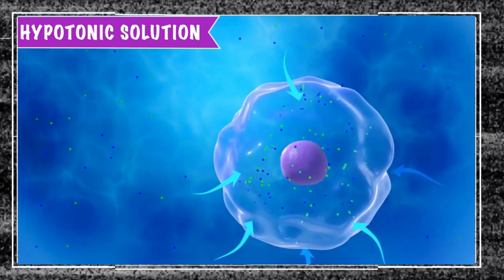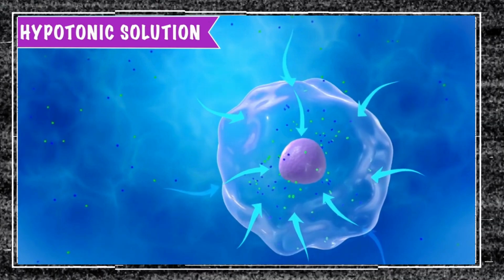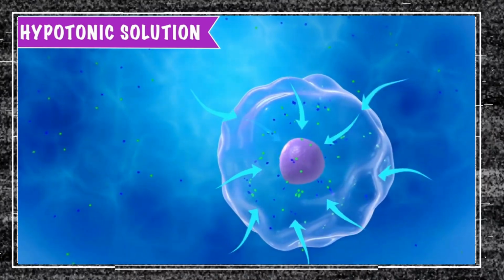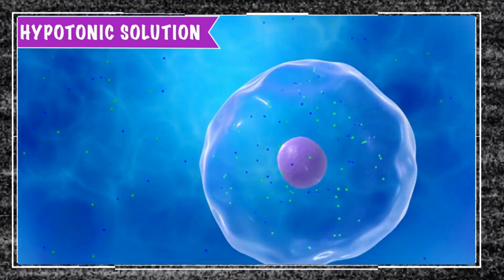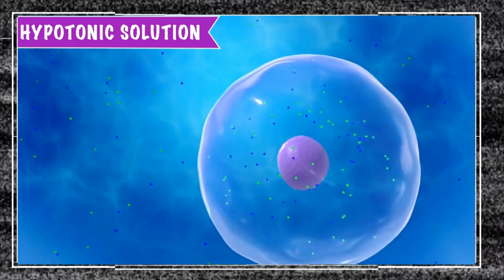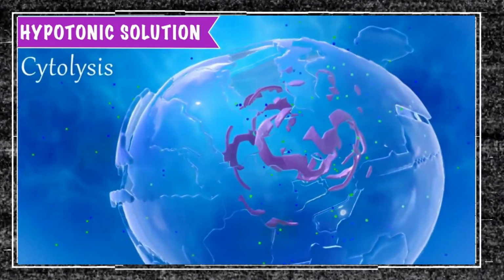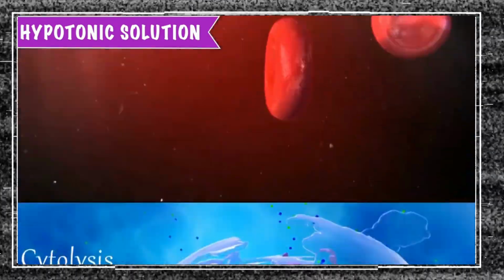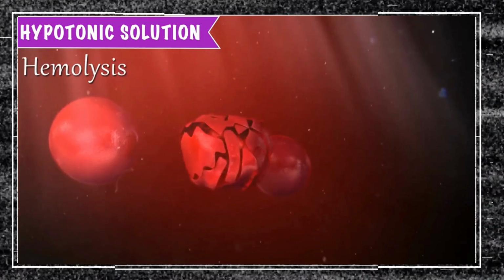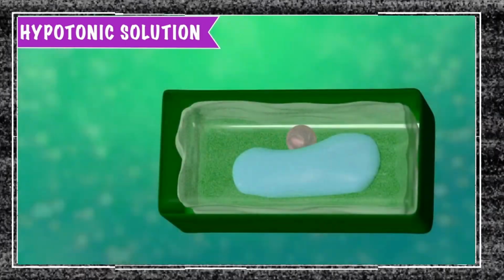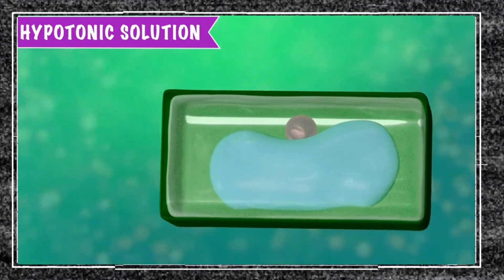So, by osmosis, the water molecules will move passively into the cell until a state of equilibrium is reached. Hypotonic solutions cause a cell to swell up with water. If the water concentration outside the cell is high enough, the cell can swell to the point of bursting. This is called cytolysis. Cytolysis in red blood cells is called hemolysis. Cytolysis doesn't happen in plant cells because the rigid cell wall prevents the cells from bursting.